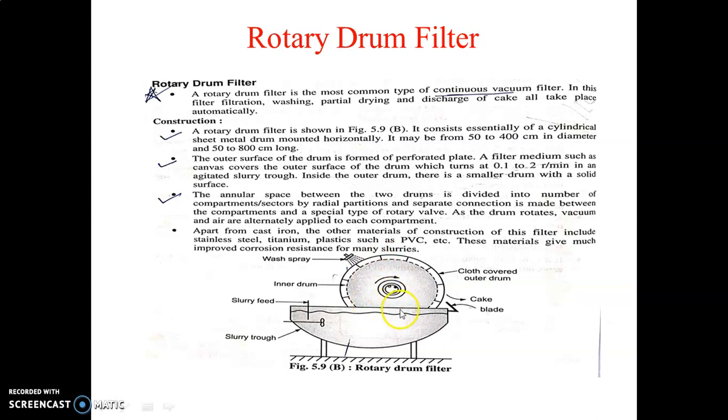I will show the actual video of this rotary drum filter, then you can understand at that time. As the portion of the drum with the cake comes out of the slurry, the cake is washed by spraying liquid. The wash liquid leaves the filter through the rotary valve and is collected in a separate tank. This is also not shown in this figure.